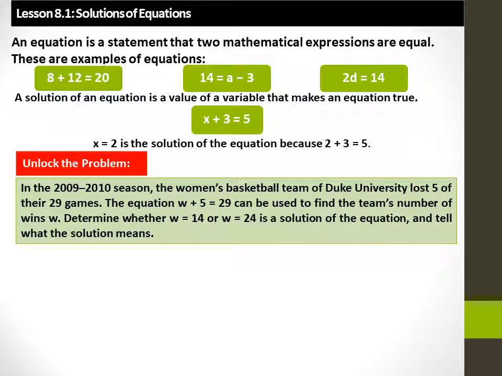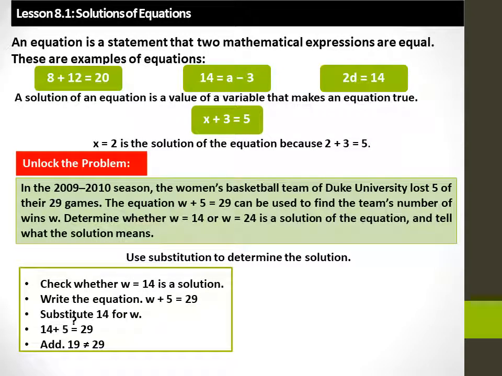Unlock the problem. In the 2009-2010 season, the women's basketball team of Duke University lost 5 of their 29 games. The equation W plus 5 equals 29 can be used to find the team's number of wins W. Determine whether W equals 14 or W equals 24 is a solution of the equation, and tell what the solution means. Use substitution to determine the solution.